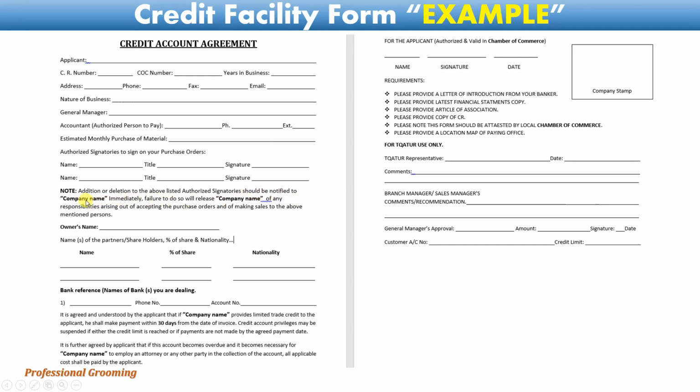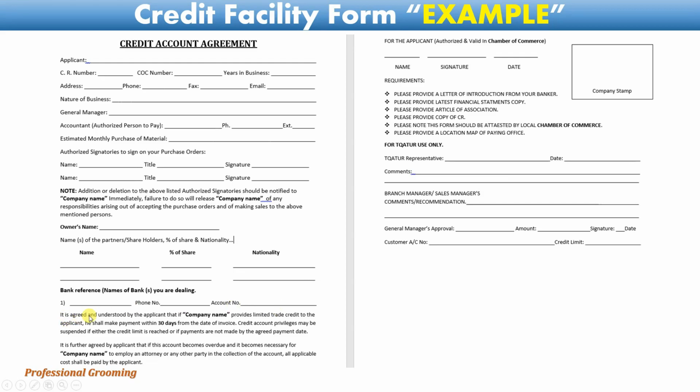If we are giving the goods on credit, here our name comes. Failure to do so releases us of any responsibility arising out of accepting the purchase order. We will not accept any purchase order if these two signatures do not match on the purchase order. Then the owner name of the company. If there are shareholders, they can put the name, the percentage of share and their nationality. Bank reference: which bank they are dealing with, their phone number, their account number.